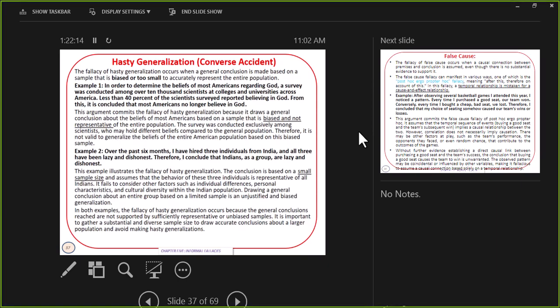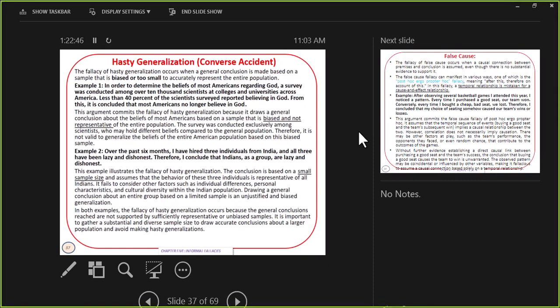For an argument based on inductive generalization to be accepted as a good inductive argument, conditions such as what? The sample must be representative of the whole group. Sample must be representative. First condition. And the sample must be what? Big enough to support the entire population. Sample must be representative. Sample must be as big as possible to represent the entire population.